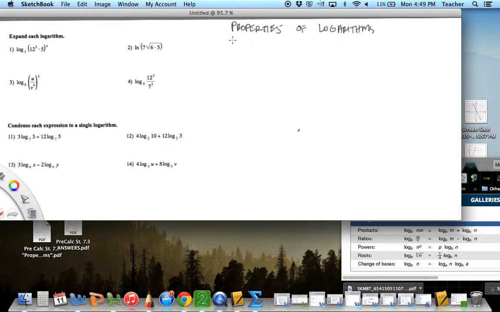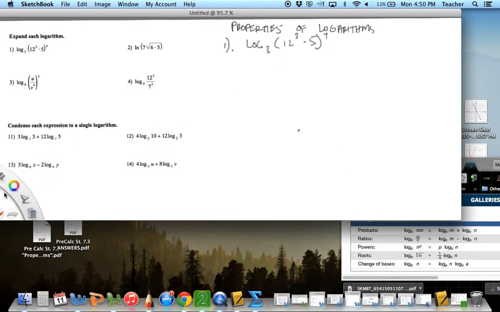Alright, so let's look at this first problem right here. I'm going to walk through what we're going to use here. So we have log base 3 of 12 to the third times 5 to the fourth power. The entire quantity is being taken to the fourth power. Now if you look at this, the powers are right here, we're taking an entire quantity to a power. So that can be rewritten as the power up in front.